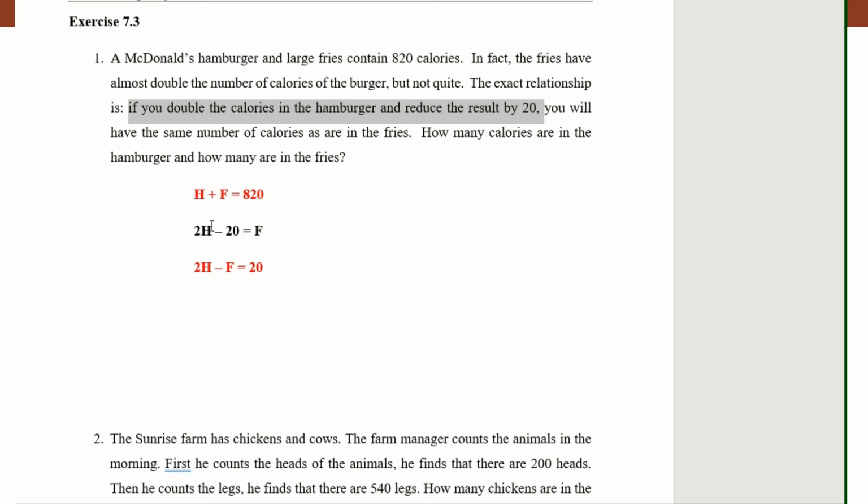So you want to change it to meet this format. You flip these two around, and you will get 2H minus F equals 20. So you can put this equation and this equation into the calculator and extract out H and F. For now, I don't want to see you using the manual method anymore.